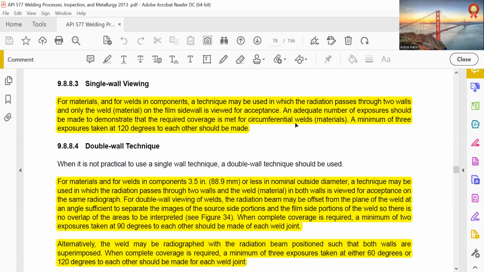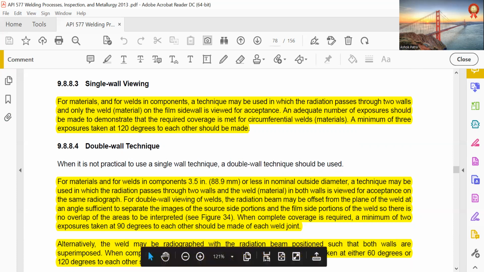An adequate number of exposures should be made to demonstrate that the required coverage is met for circumferential welds. A minimum of 3 exposures taken at 120 degrees to each other should be made.